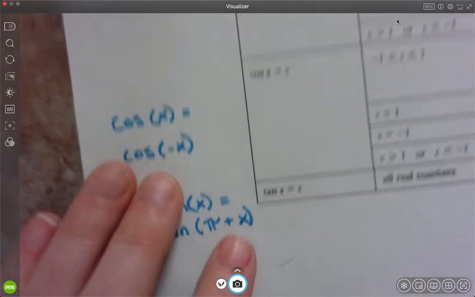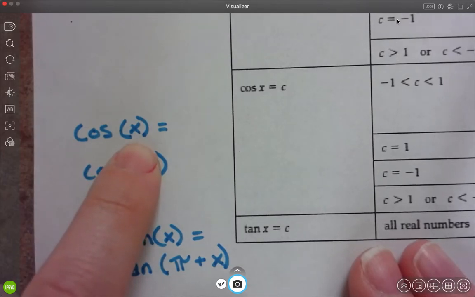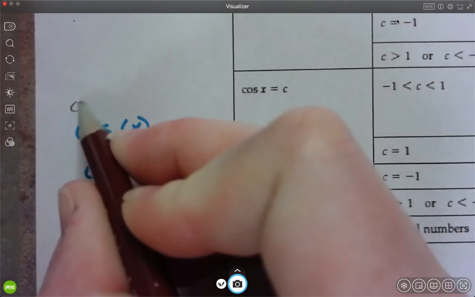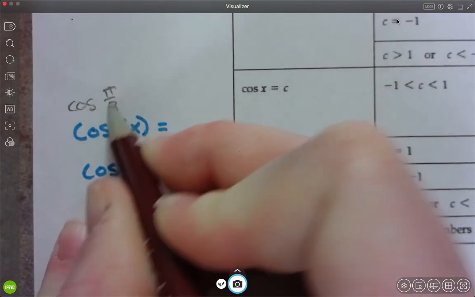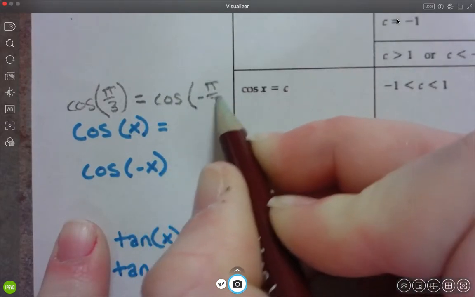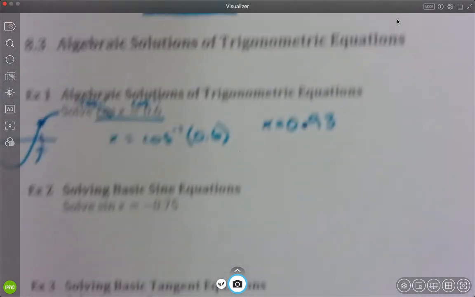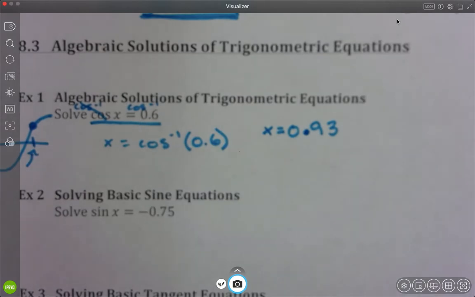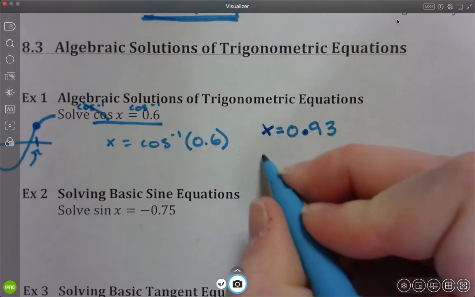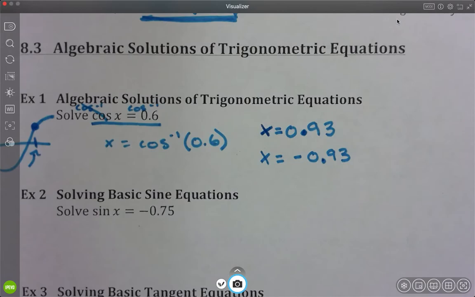I labeled it down here like this. Next to this box I put that cosine of some value will be the same as cosine of that negative value. We said that cosine of pi over 3 will be the same as cosine of -pi over 3. That was true in that case. So this one's very easy, because if one of the answers is 0.93, the other answer will be -0.93, because I just do the negative of that value.